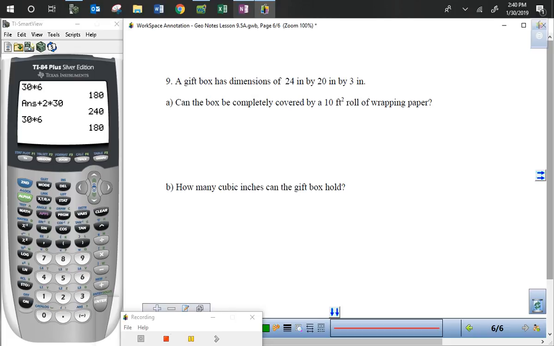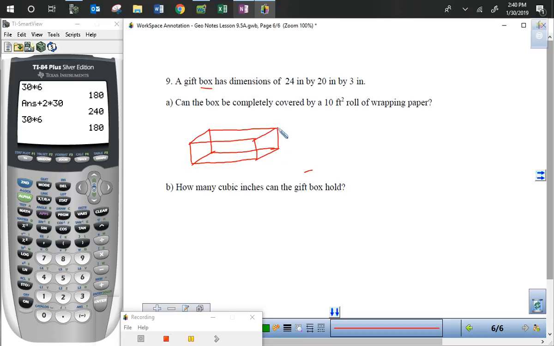Okay, so we've got a gift box with dimensions 24 inches by 20 by 3. So first thing we're going to do is sketch this, a box. We're going to start with a rectangle. Then we'll draw another rectangle the same size. Using your geometer on this will make it look neater and also help you make sure that your rectangles are the same size. From there you just connect your corners and you've got a box.